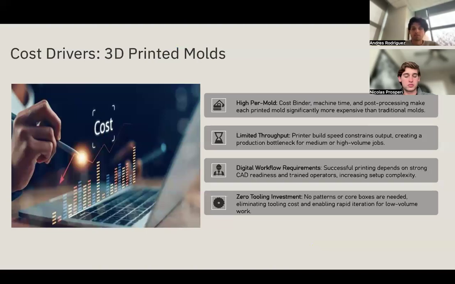In contrast, 3D printed molds shift where the costs occur. Number one, higher per-mold cost. Each printed mold is significantly more expensive due to binder, machine time, and post-processing. Number two is the limited throughput. Printers can only output so much volume per hour, creating bottlenecks for large orders. Number three, digital workflow requirements. Strong CAD preparation and operator skill are necessary for this process. And lastly, the zero tooling costs. This is a major advantage. No patterns or core boxes are required, which drastically reduces costs for short runs and frequent design changes.